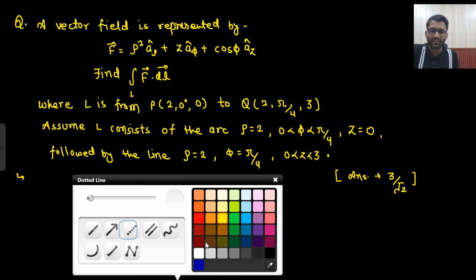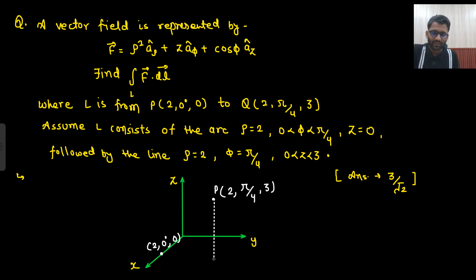From the origin distance is 2, angle pi by 4 and height is 3. If you take the projection on the xy plane and join it with the origin, then the angle made from the x-axis will be pi by 4. This is what they are saying, and this length will be 2. This point was P, this point was Q. Now how do you need to walk from P to Q? What they are saying: assume L consists of the arc rho equals 2, when phi is from 0 to pi by 4.